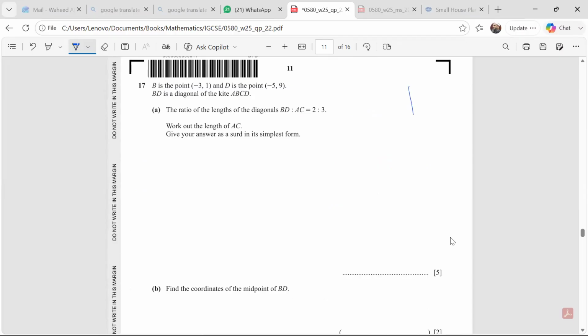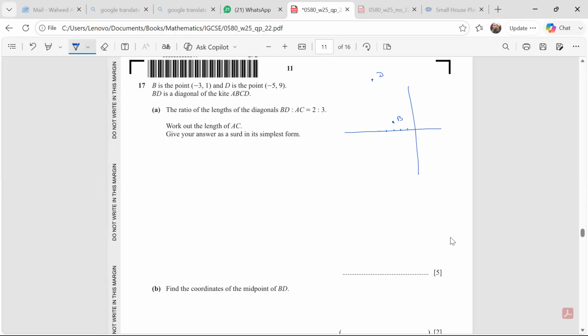Let's roughly try to repeat it. Minus 3, 1: so minus 3, 1, 2, 3, and 1. This is point B. And D is minus 5, so 2 units more, and 9. So 9 is approximately over here. So this is D.